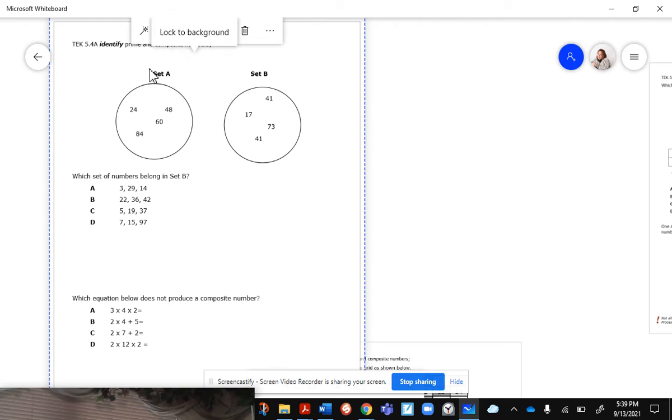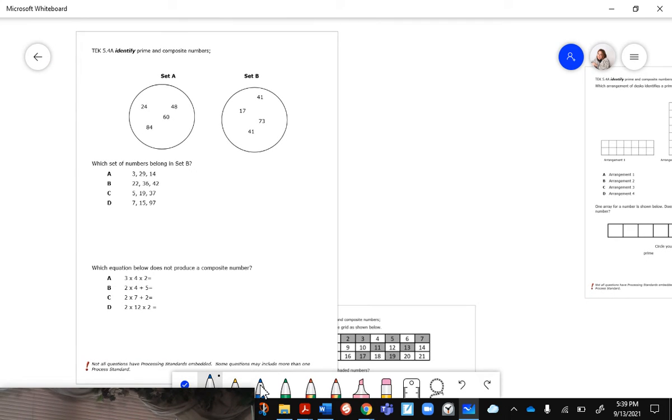The first question was that you needed to identify prime and composite numbers. So this first one right here, where it has your primes and your composites, which set of numbers belong in set B? So let's look at A. A reads that it's 3, 29, and 14.